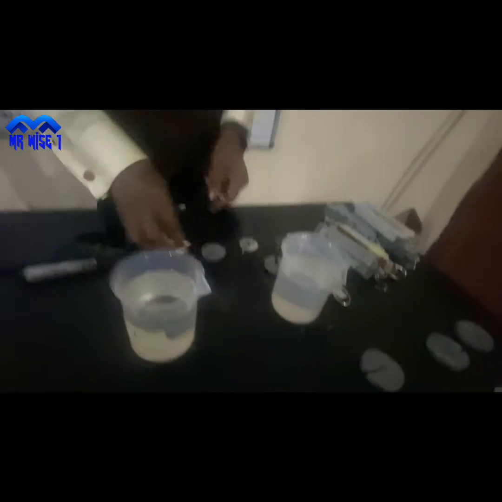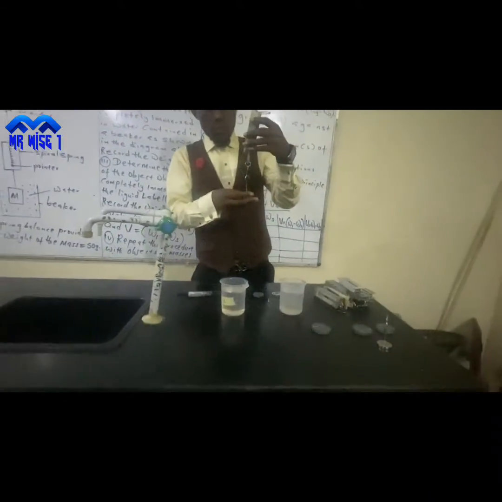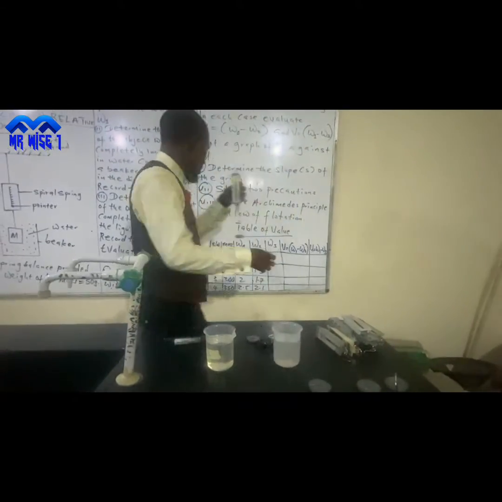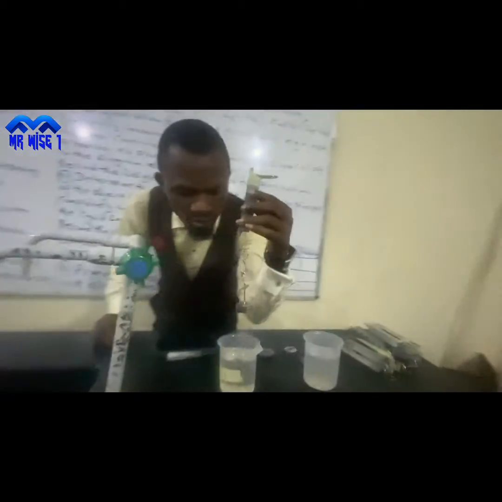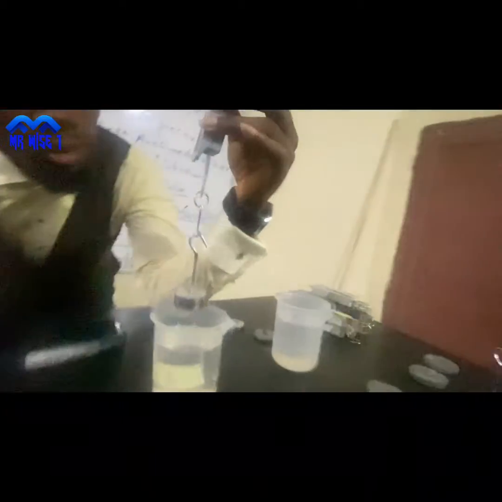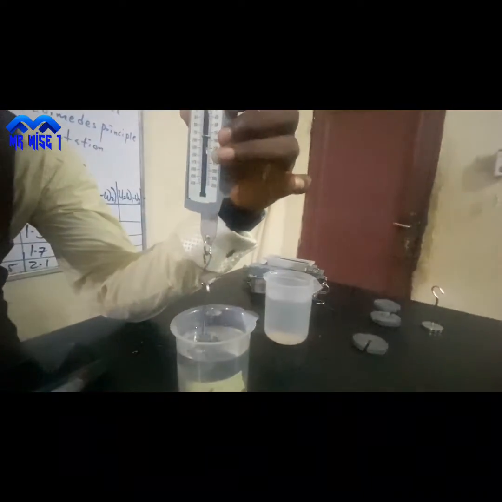So I'm done with it. We are good to go. So the next thing I'm going to do is the same procedure we did on water. I'm using my hand, starting with 100 gram. So let's proceed. I'll immerse it into the liquid, which is the kerosene.